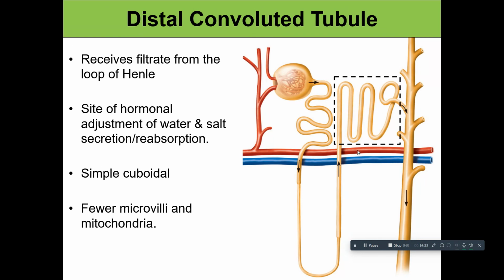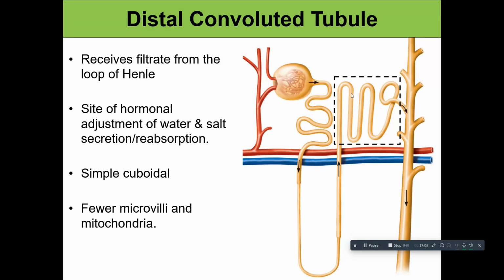Now, the distal convoluted tubule is distal because it's farther away. It's convoluted because it's twisty. It is where I am going to further do reabsorption and secretion, primarily on a need-based manner. So if I'm low in sodium, I'll reabsorb sodium. If I'm high in potassium, I'll secrete potassium. And hormones usually tell the DCT cells how much reabsorption and secretion to do.